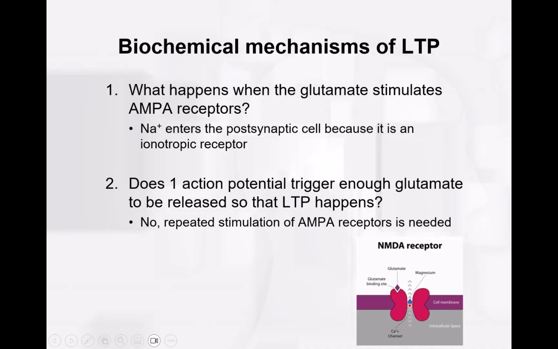And that NMDA receptor has what's called a magnesium block. And so this postsynaptic cell has to get depolarized enough that that magnesium block is released. So you need repeated stimulation of the AMPA receptors, so there is a much higher depolarization of the postsynaptic cell for that magnesium block to be released.